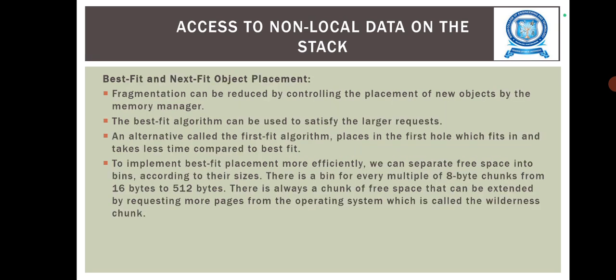The next one is best fit and next fit object placement. Here the fragmentation can be reduced by controlling the placement of objects. The best fit algorithm can be used by the memory manager to satisfy the requests. An alternative called the first fit algorithm places the object in the first hole which fits and takes less time compared to best fit. To implement best fit placement more efficiently, we can separate free space into bins according to their sizes. There is a bin for every multiple of 8 byte chunks from 16 bytes to 512 bytes. There is always a chunk of free space that can be extended by requesting more pages from the operating system. It is called the wilderness chunk.